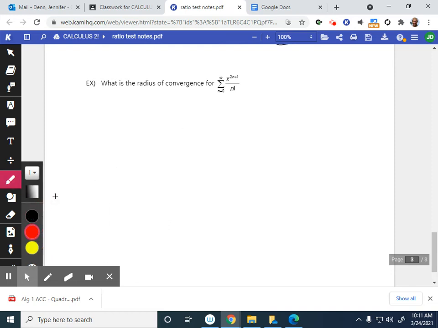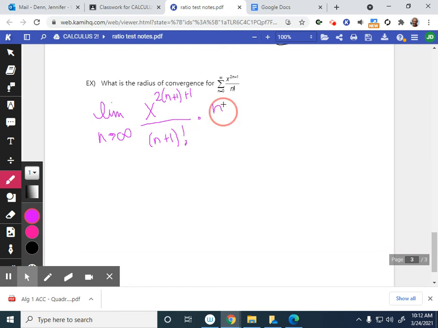So this one is nasty. This one also is a little bit weird, so buckle up. Okay, start with the ratio test. The limit as n approaches infinity of x to the 2, replace n with n plus 1, replace the n on the bottom with n plus 1, multiply by the reciprocal of the original.